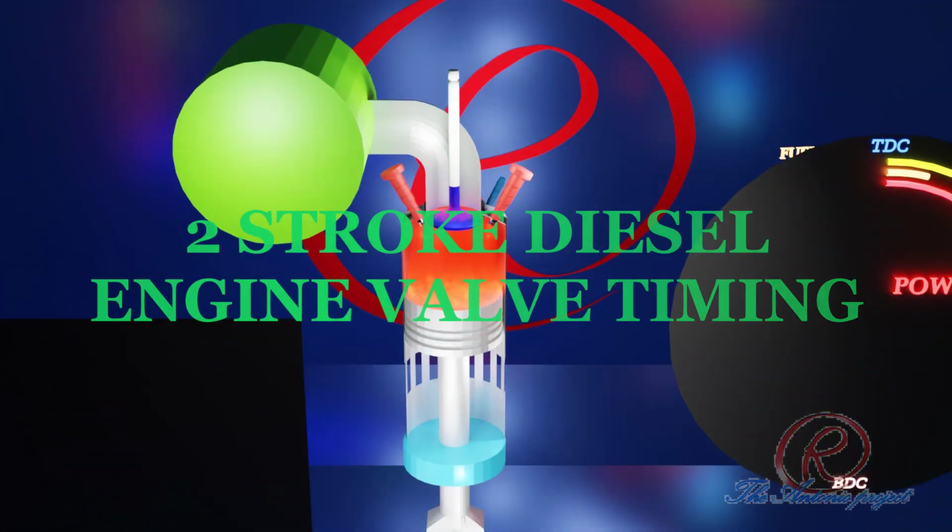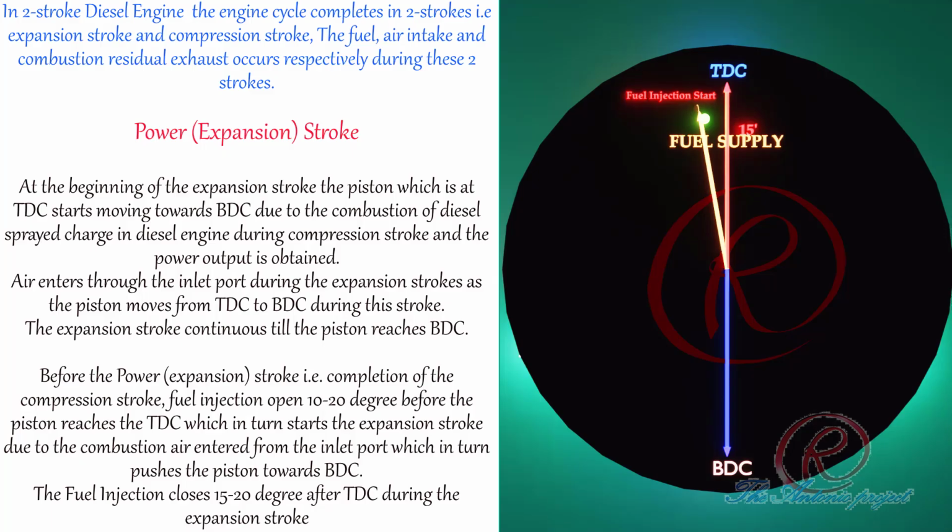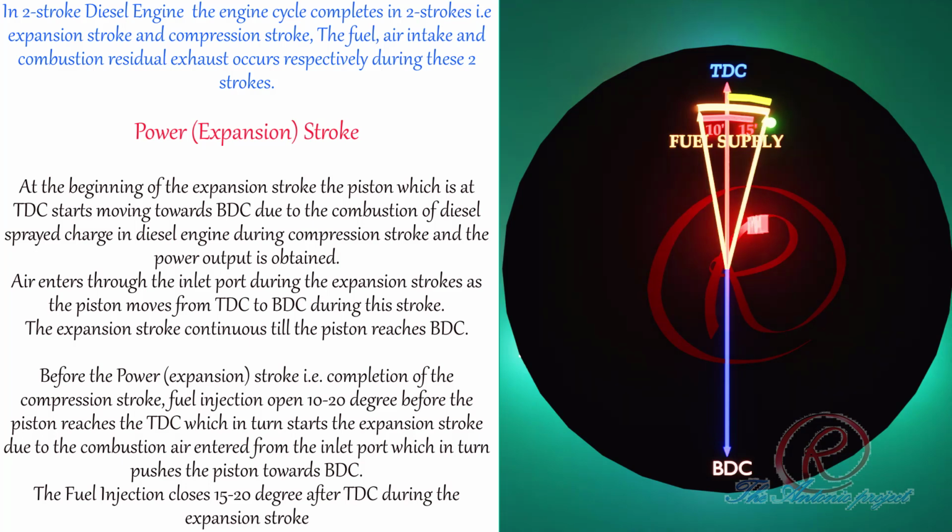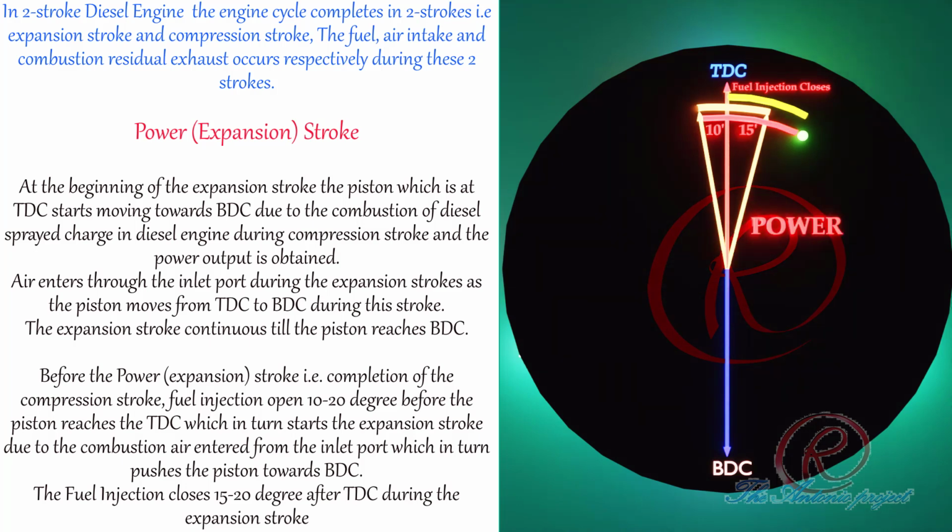Two-stroke diesel engine valve timing. In a two-stroke diesel engine, the engine cycle completes in two strokes: the expansion stroke and the compression stroke. The fuel and air intake, and the exhaust of combustion residual, occur respectively during these two strokes.